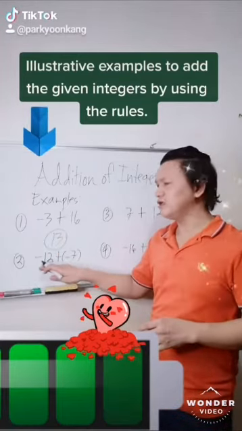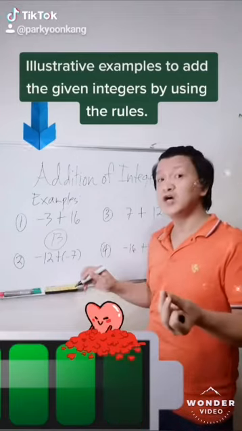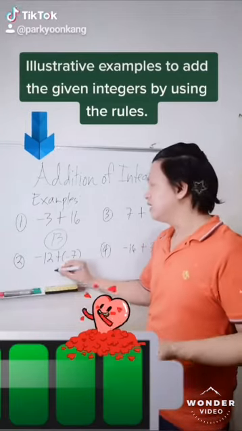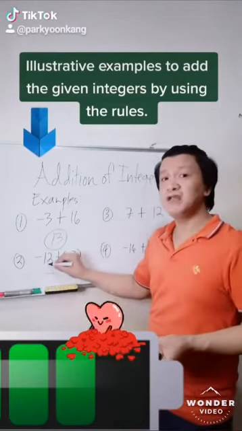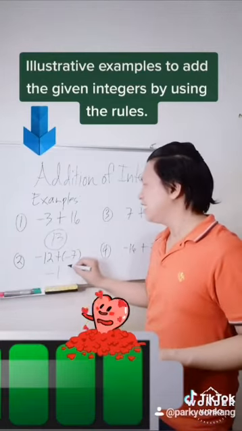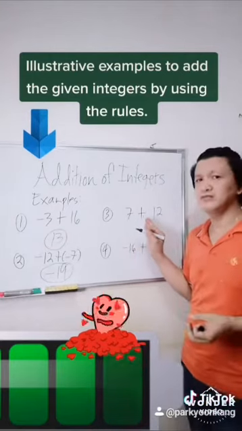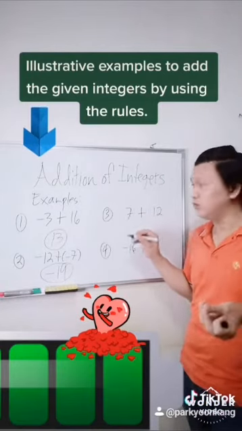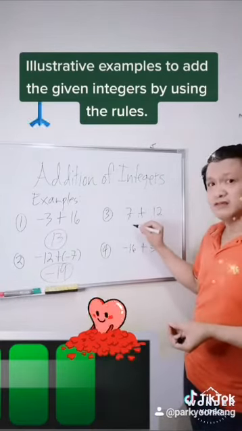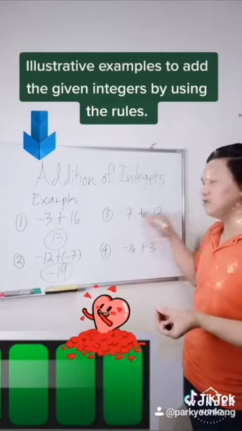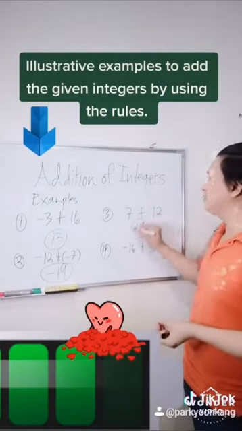And another, number 2, negative 12 plus negative 7 is rule number 1. Common sign, this is negative, and just add the absolute values, which is 19. That is now the answer. And another, we have 7 plus 12. This also is rule 1. Common sign, just add the absolute values, which is both positive, this is simply positive 19.